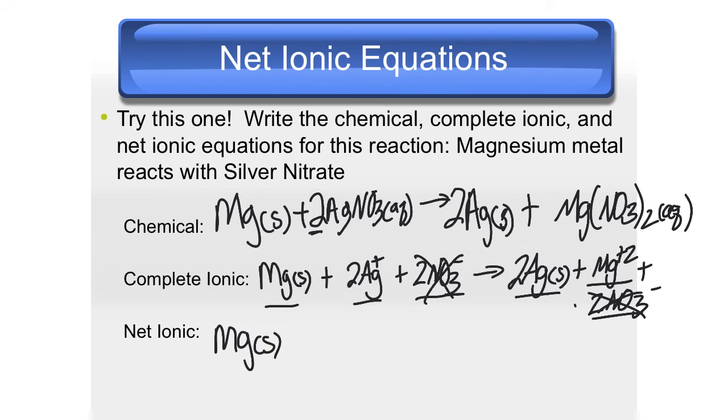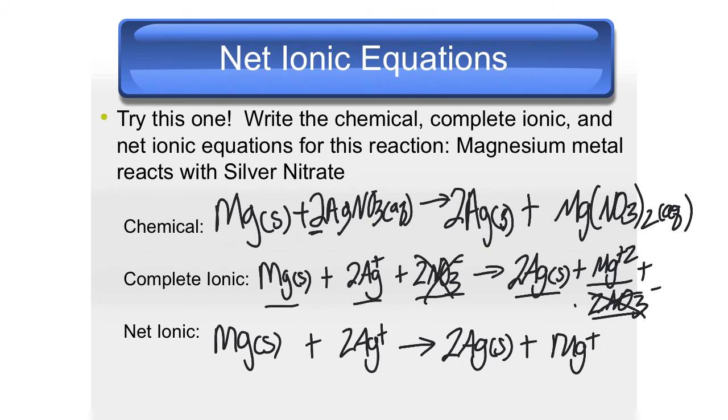And so if we were to write the net ionic equation for a single replacement, we're going to have magnesium as a solid plus the silver ion, which then reacts to form the silver solid plus the magnesium ion. Because really what's going on in most single replacement reactions is you've got electrons transferring. So what was originally a solid changes into an ion. What was originally an ion changes to a solid. So there you have it.